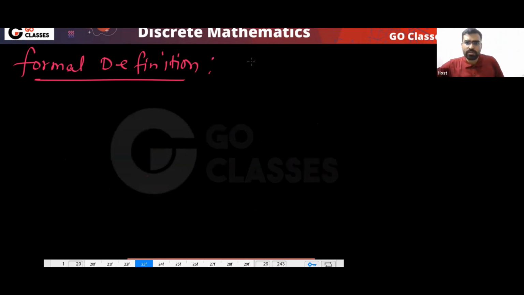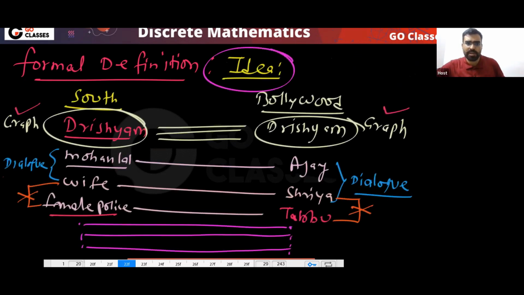So when can you say that two graphs are isomorphic? You have a graph G1 = (V1, E1), and you have a graph G2 = (V2, E2). This is your graph (V1, E1), and this is graph (V2, E2).